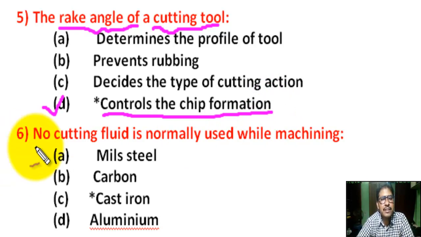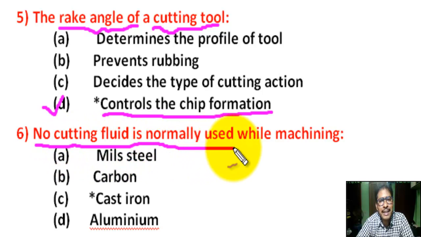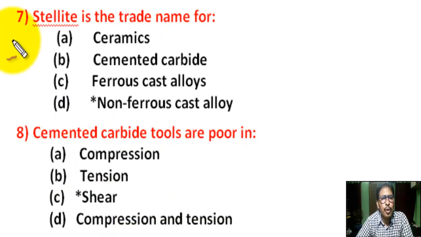Question number 6. No cutting fluid is normally used while machining. There are 4 options. Correct answer is C. For cast iron, normally no cutting fluid is required.